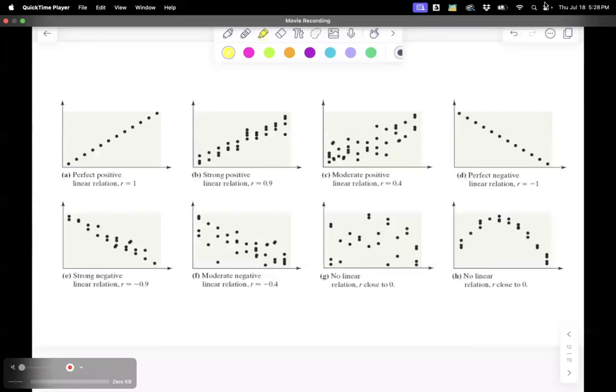Here are some examples of what different correlation coefficients look like. Letter A is a perfect positive linear relation, and B is strong positive, about 0.9. So A is a value of 1. Now, letter C says it's 0.4, but I'm going to say this R is more likely about 0.6. It looks much stronger to me than 0.4, and I would still call it moderate. When I get down to 0.4, I generally call it moderately weak.